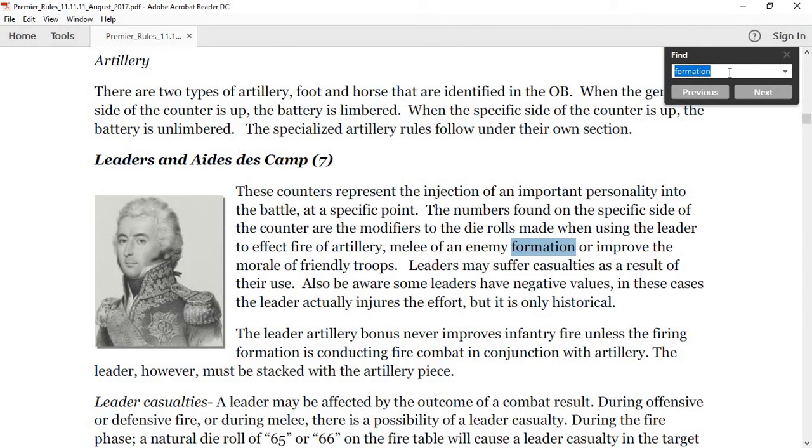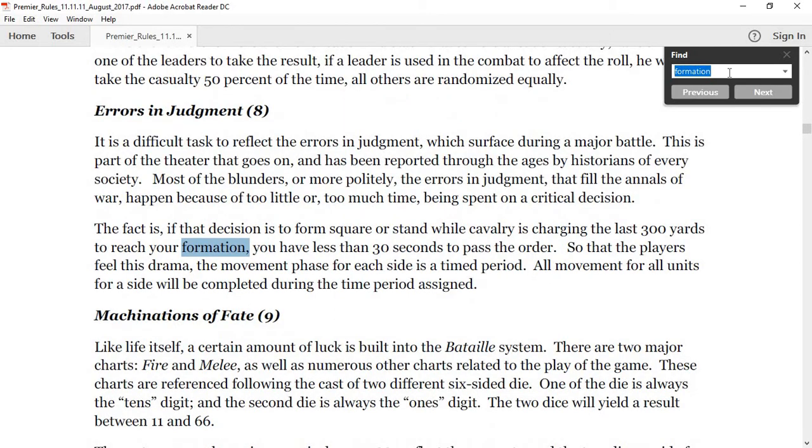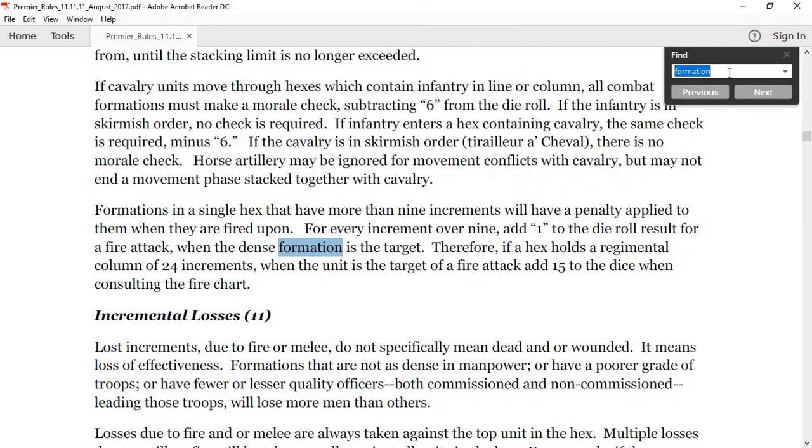Formations. Numbers found on the specific side of the counter are the modifiers to the dice. Well, these are leaders and aide-de-camps. When using the leader to affect fire of artillery, melee of an enemy formation, or improve the morale of friendly troops. Okay. Alright, so this is still leaders. Should a formation containing a leader be eliminated, the leader will move to the closest hex. Okay. Formation surrendered. The fact is, if that decision is to form square or stand while cavalry is charging the last 300 yards to reach your formation, you have less than 30 seconds past the order. Yeah.